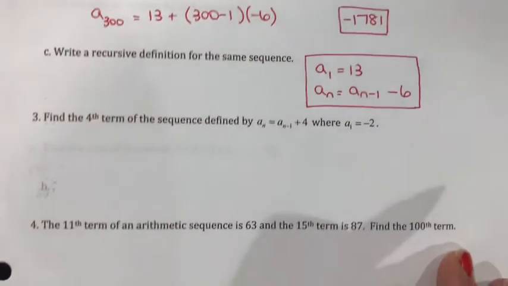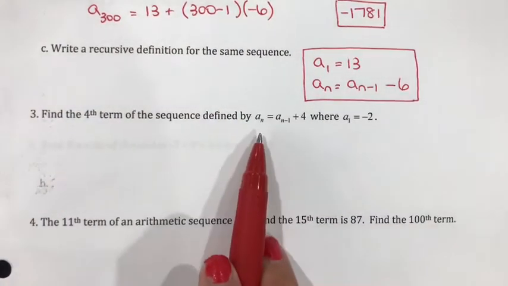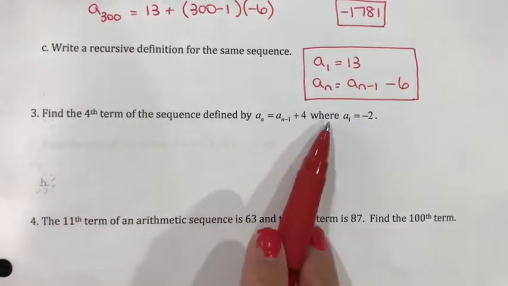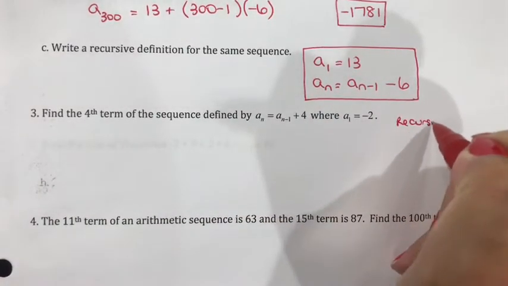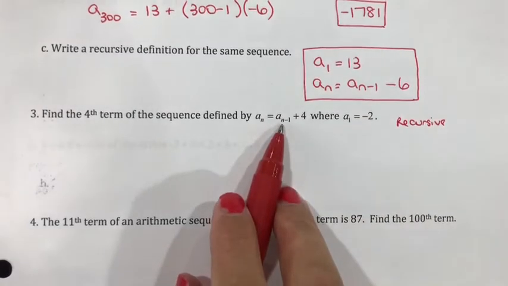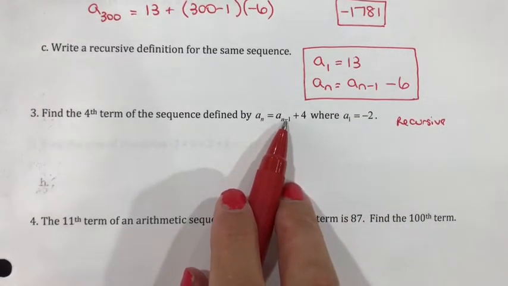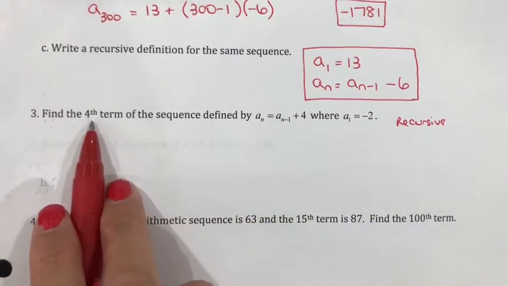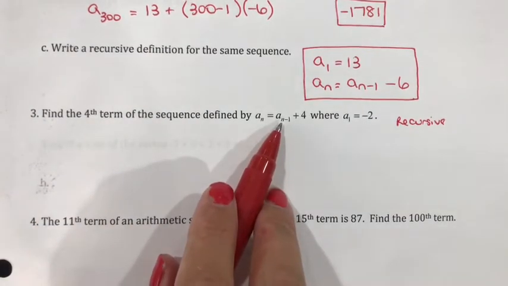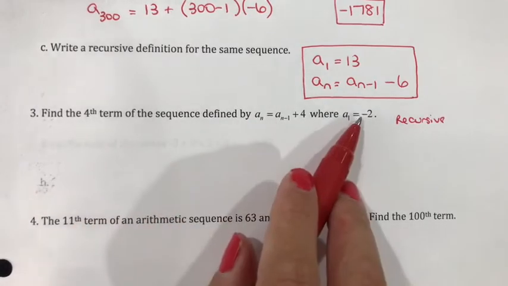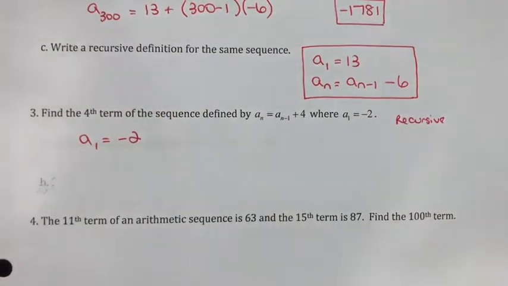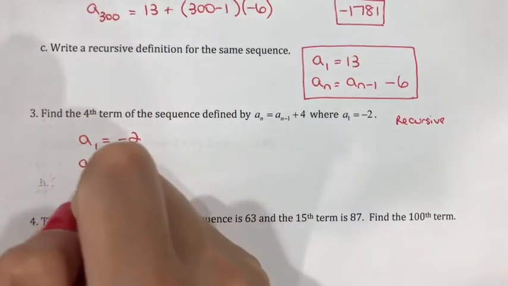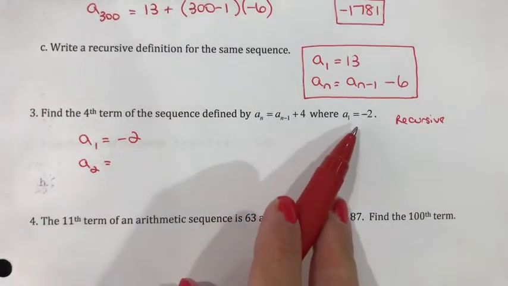Moving on to example 3. So if I want the 4th term, notice that this is a recursive formula. A sub n minus 1 means the previous term. That means in order for me to find the 4th, I need the 3rd. But I don't have the 3rd. So then I need the 2nd. So I'm actually going to start with the 1st term. And I have to find every single term in between.